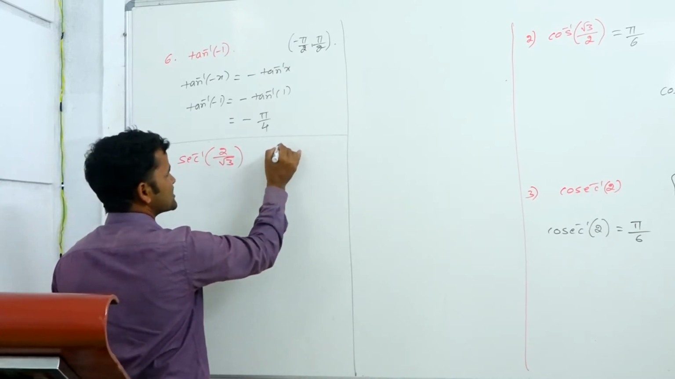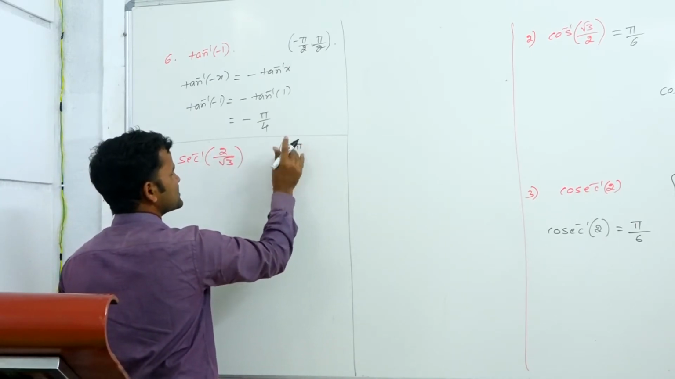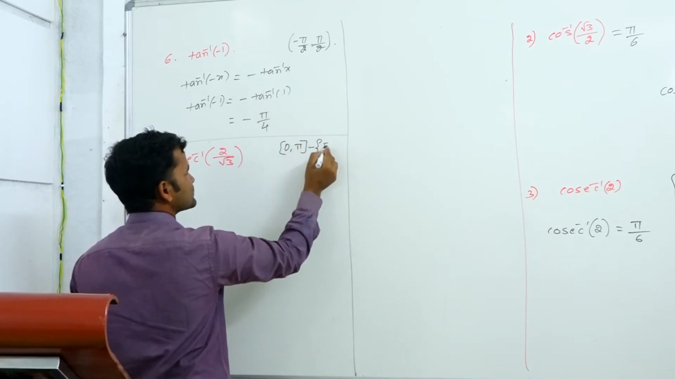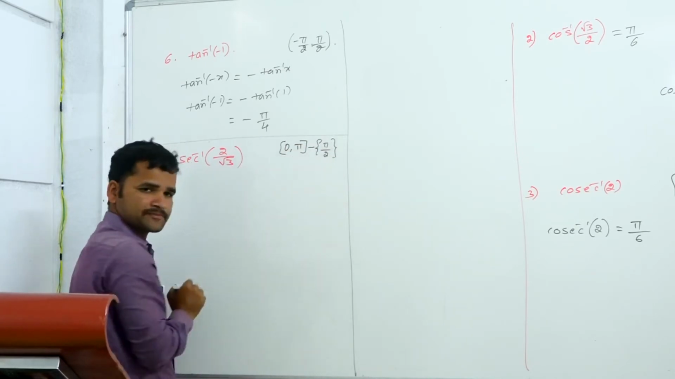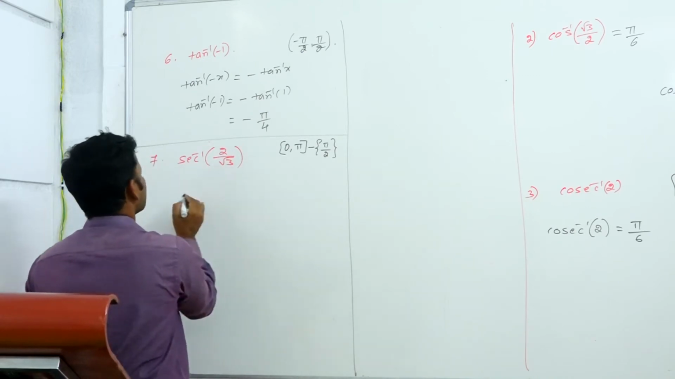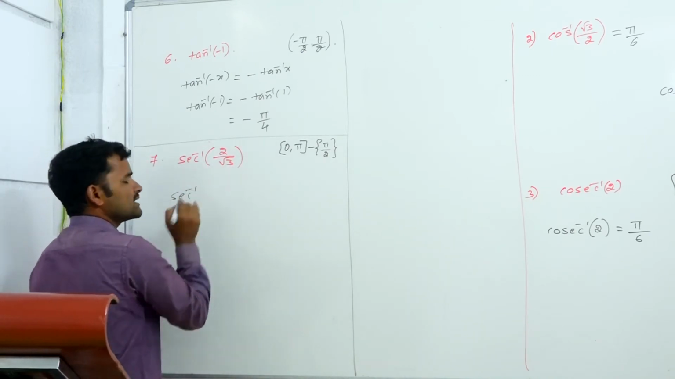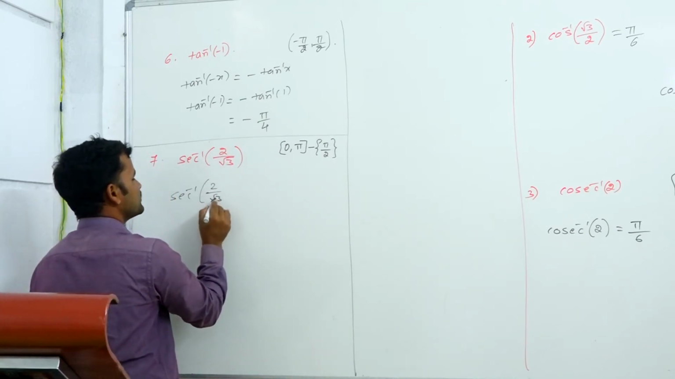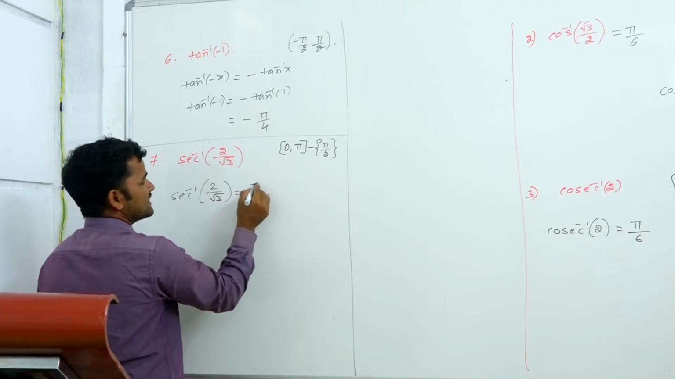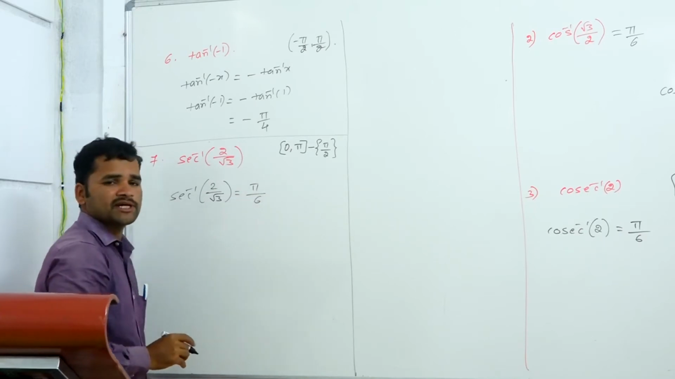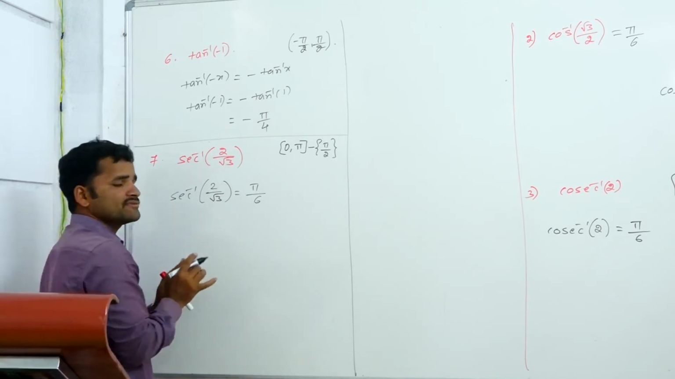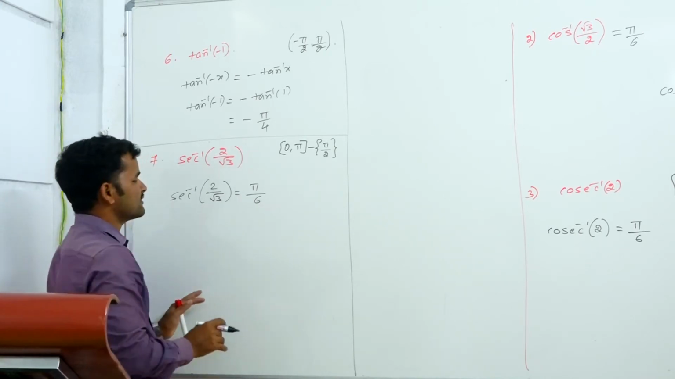What is the principal value branch for secant? The principal value branch is the closed interval 0 to pi except 90 degree. Fine. We have a positive value directly. Secant inverse of the positive value 2 by root 3 is 30 degree. 30 degree in radians is pi by 6. Such a simple question it is. Fine. Or else I will explain it once again.